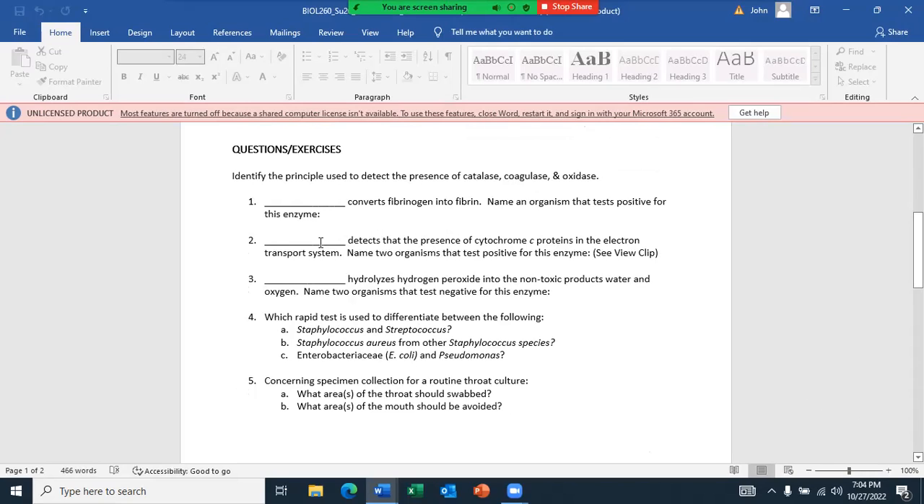And 2, what detects the presence of cytochrome C proteins in the electron transport system? It's one of the tests. Name 2 organisms that test positive for this enzyme, and they're mentioned in the clip.